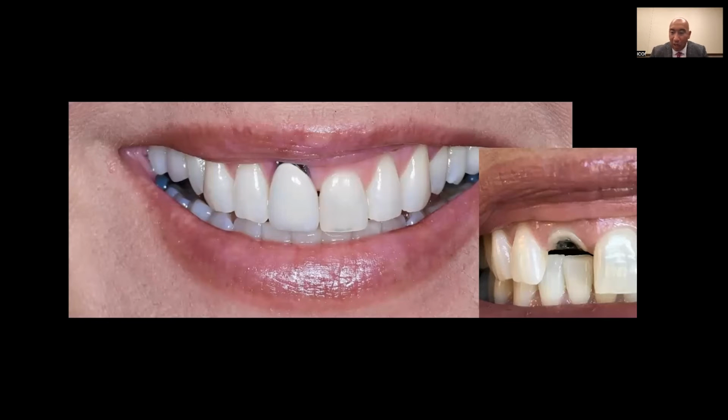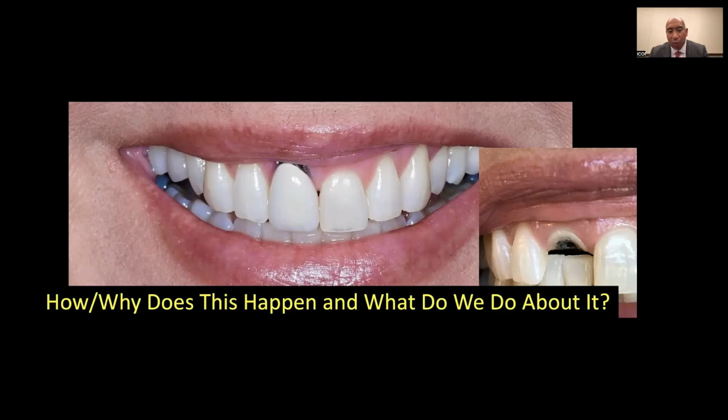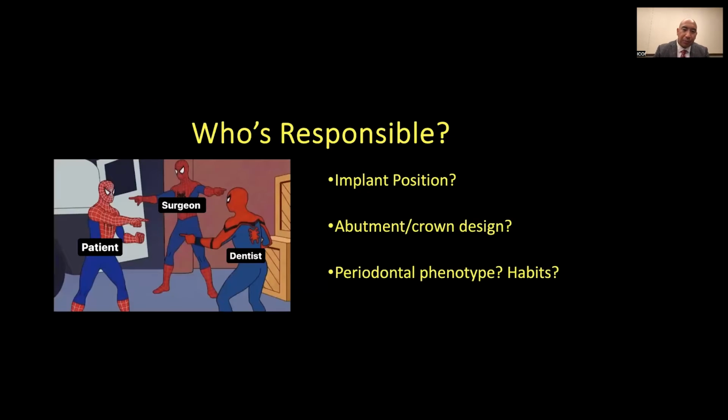Because most of us, I would think that if you saw the patient with a custom healing abutment like you see on the right side of your screen, you'd be pretty happy with that. And as a general dentist or a restorative dentist, you'd be happy restoring that. But here we are. So how and why does this happen, and what do we do about it?